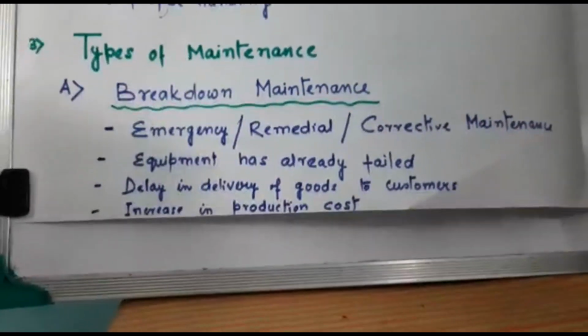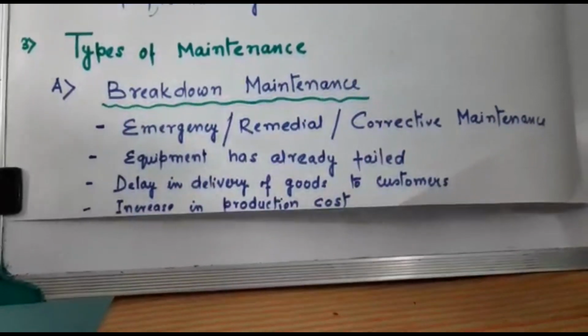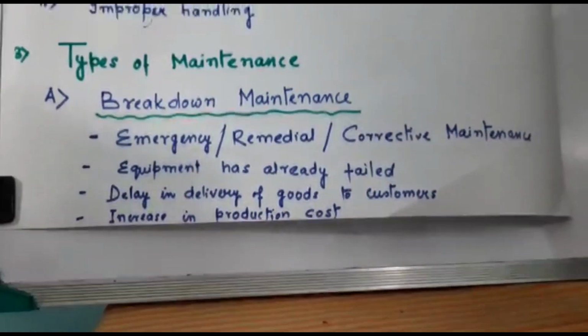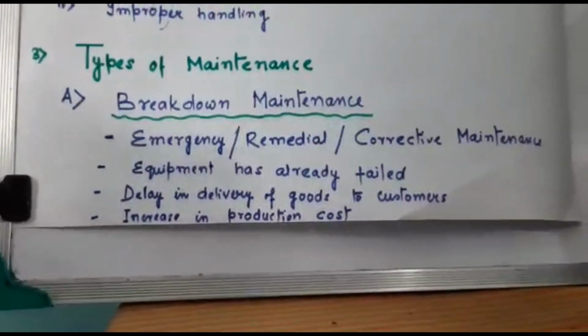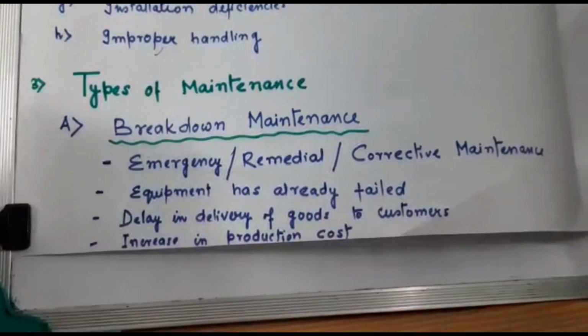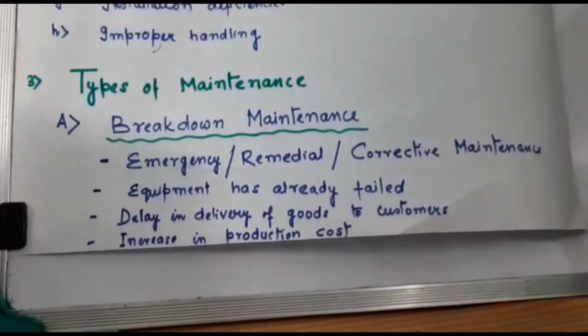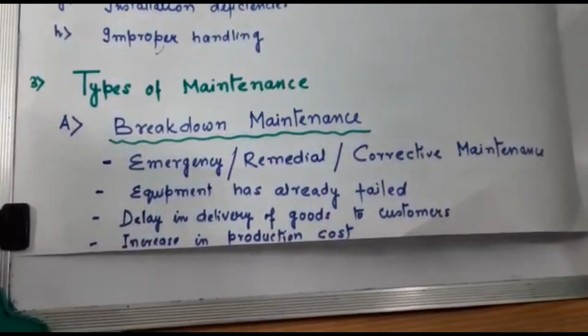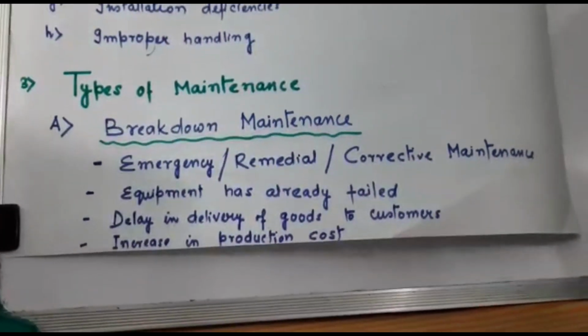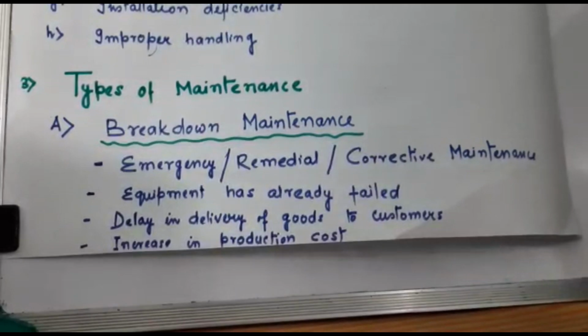Next, we will discuss types of maintenance, or how maintenance has evolved over the years. It started with breakdown maintenance. Breakdown maintenance is also called emergency, remedial or corrective maintenance. Such maintenance is asked for when the equipment has already failed and there is stoppage of work.